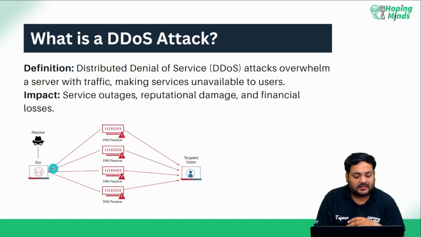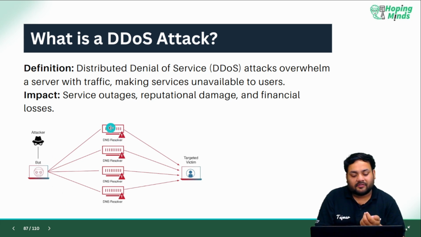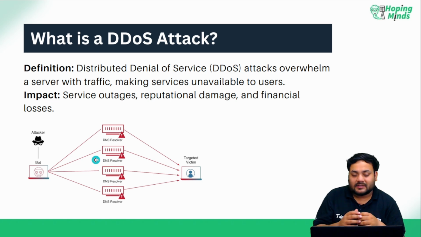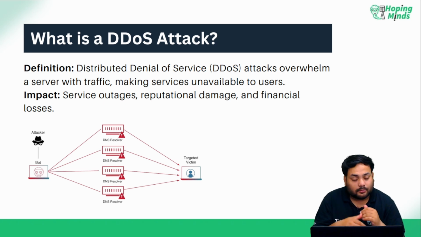As you can see in this diagram, we have an attacker bot. These are the different channels from where we are sending traffic to the victim. Let's suppose this victim is able to handle 10,000 requests at a time, but we are sending more than that, so their server will not be able to respond properly. This thing comes under the DDoS attack.